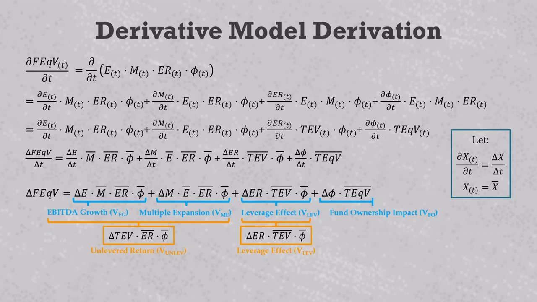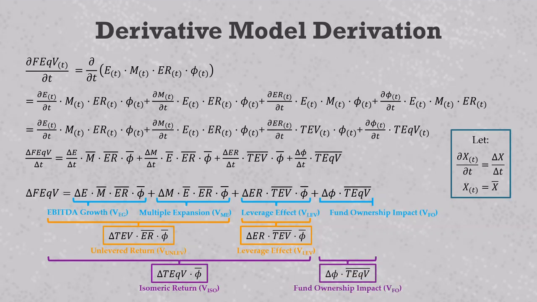Now these two value drivers, the unlevered return and the leverage effect, they combine to form the isomeric return. This is basically the hypothetical dilution neutral return, or what would have happened if the GP's share of company equity did not change over the holding period. And it is the mirror image of fund ownership impact, which is the influence of dilution or concentration on the GP's return.